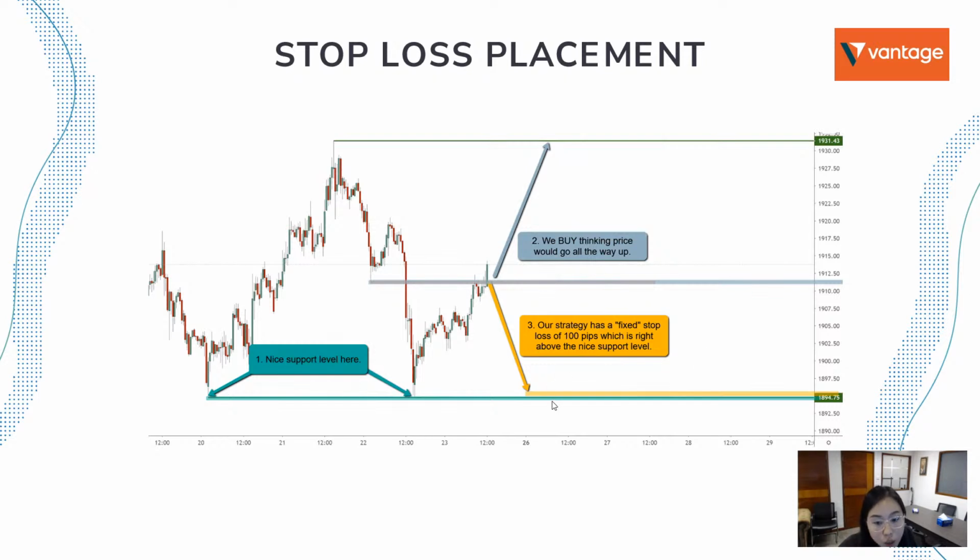A fixed stop loss is when this blue line is your entry, and people will count 100 pips from there, for example. It can be anything: 50 pips, 30 pips, 200 pips. That particular trader will say, I'm only willing to lose, I'm willing to risk 100 pips. So they put their stop loss 100 pips from the entry, and it ends up just above the nice support level that we have here. It ends up above the key levels.